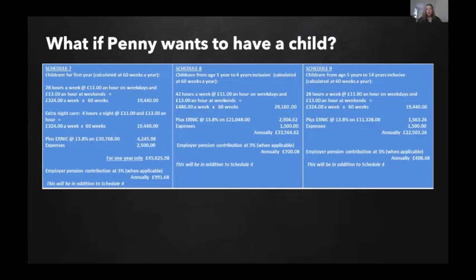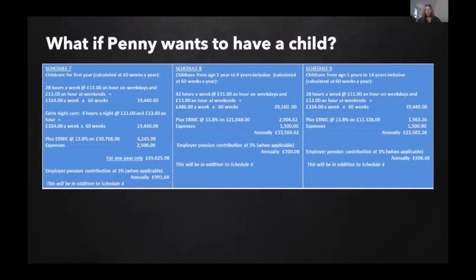So you will see that the care expert has created 3 extra care schedules, which will kick in if Penny has a baby. And this care is above and beyond the direct hire care model that Ben has just talked you through. The care expert has divided up the additional need into the first year of the baby's life, then from age 1 to 4 inclusive, which means the whole of the child's 4th year up to the day before its 5th birthday, and then from age 5 to 14 inclusive, so the whole of the child's 14th year.